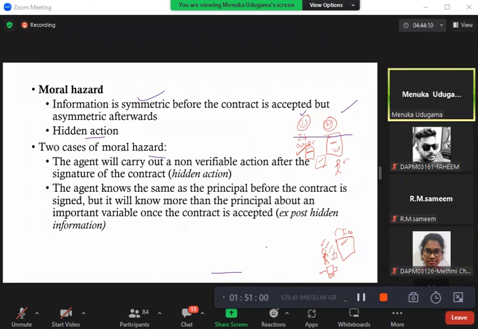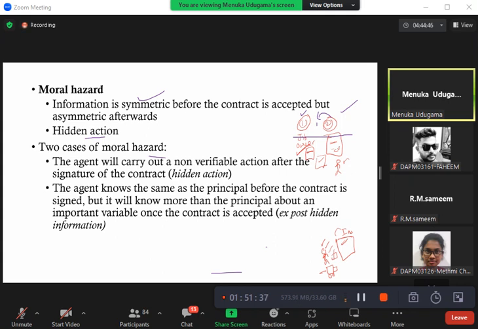But once you enter into the contract, the interviewer selects one person out of the lot, and once you are selected, your inner motives, your hidden action, plays out, right? Maybe although you have the same diploma certificate, you are not competent enough. You are a lazy person. You ignore work, or you're not a good team player. You create conflicts. Therefore, your hidden actions play out, right? So that's the example of moral hazard.